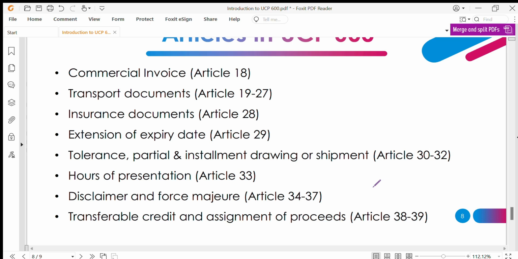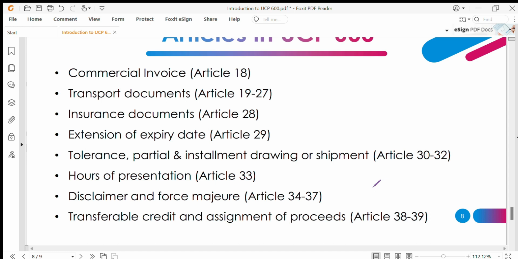Articles 34 to 37 talk about disclaimers and force majeure events. Force majeure events are events which are out of the control of the banks, due to which there could be an unforeseen delay. If so, who should bear the obligation? Disclaimer talks about how parties involved in the documentary credit can protect themselves. In what situations they are excused from their obligations is mentioned in this disclaimer.